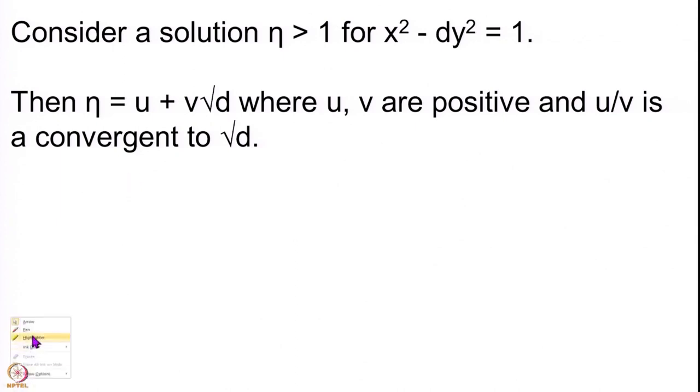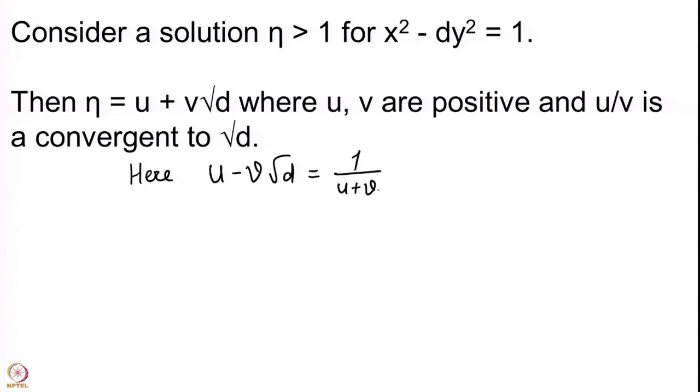So, here this u minus v root d is the inverse of u plus v root d. This is less than our u plus v root d, because we have the number 1 sandwiched between these two numbers. This is less than 1 and this is bigger than 1. So, we have that u minus v root d is less than u plus v root d, and of course, we have that this is a positive number.